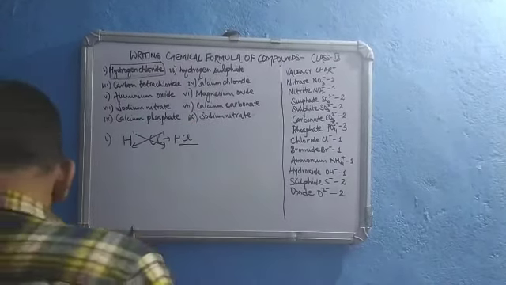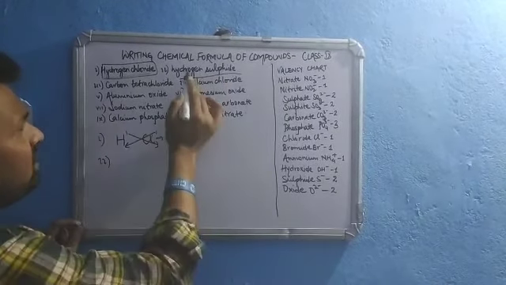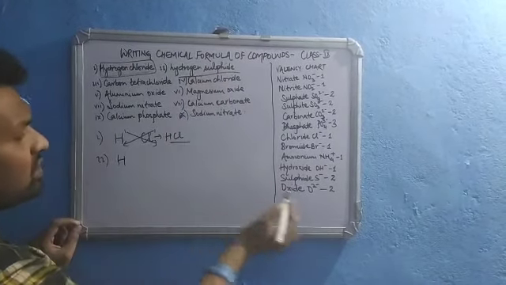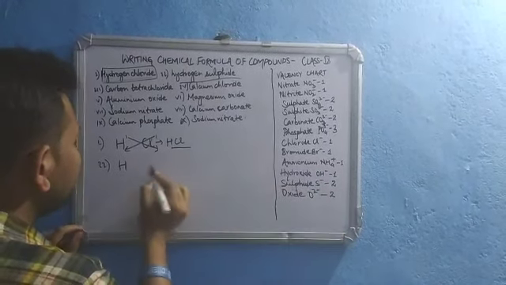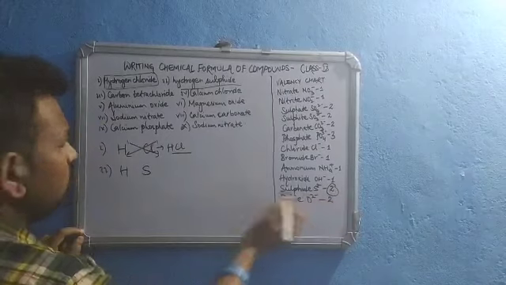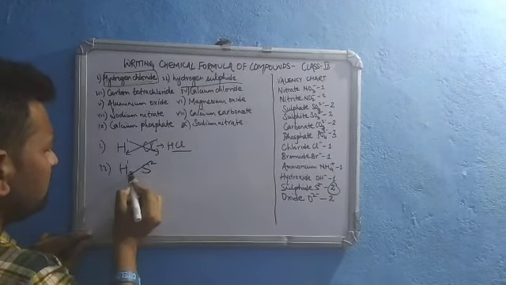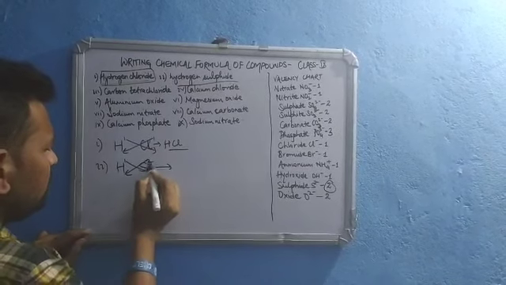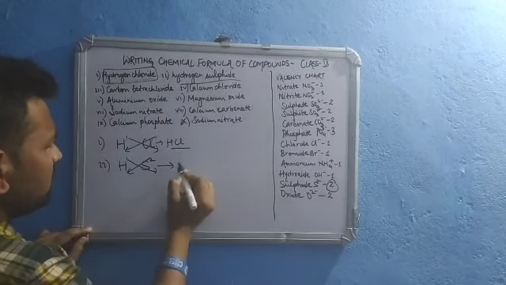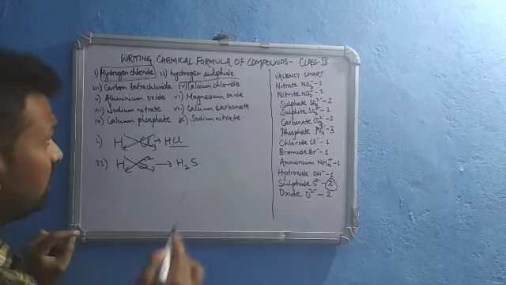Now to make things simpler, let's talk about hydrogen sulfide. Hydrogen means H, sulfide means S. What is the valency? Valency is 2. What is the valency of hydrogen? 1. So we'll do this crisscross again. What do we get? 2 comes here and 1 goes here, so we get H2S. No need to write 1. Here also we have not written 1.